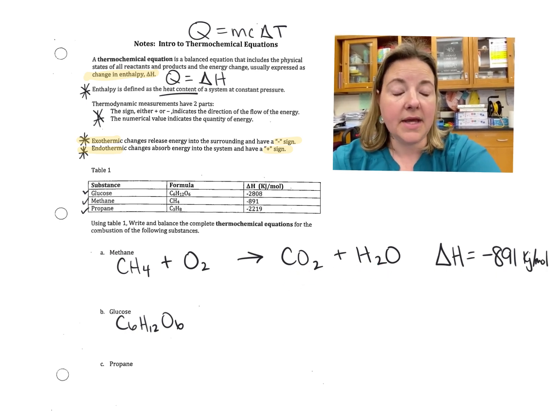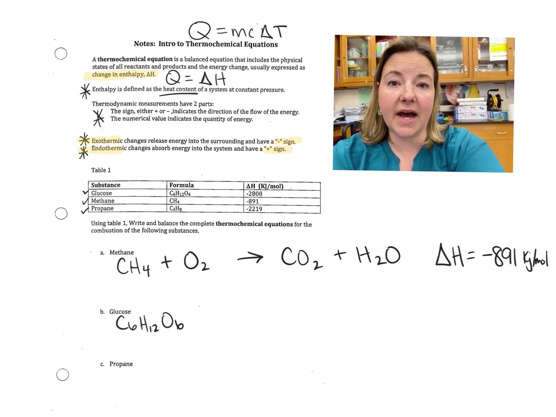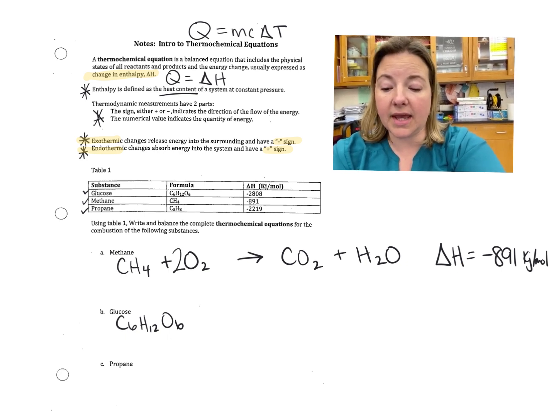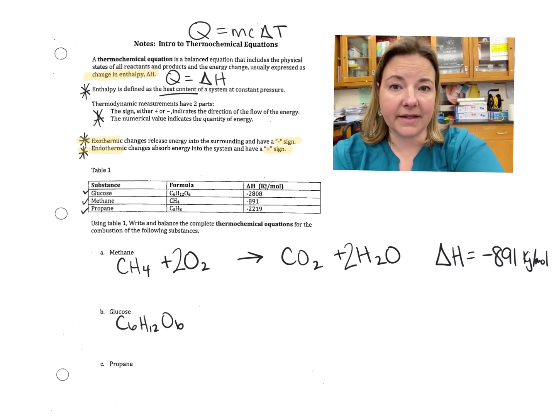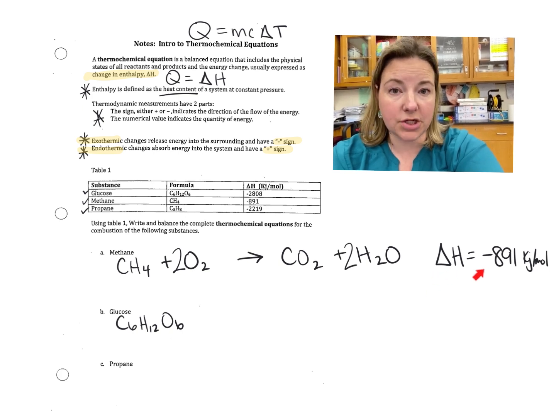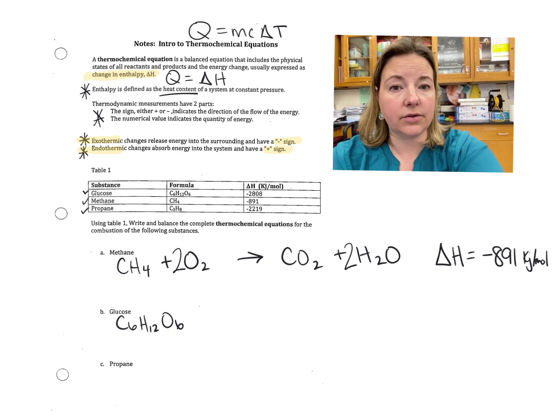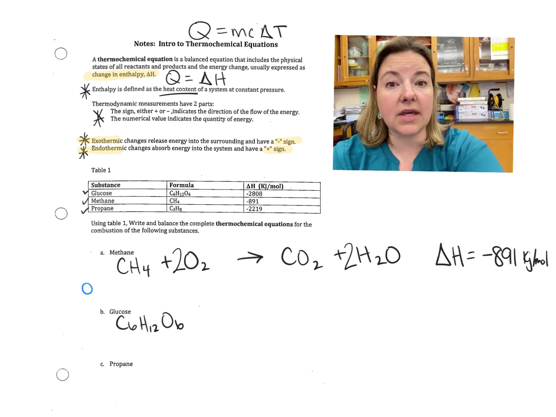Our last step is going to be to balance it. So we're going to put a 2 in front of the oxygen. We are going to put a 2 in front of the H2O, and then we will be balanced. Now we need to put in the thermochemical information. So we can do this two ways. We can either put this at the end and put delta H equals negative 2,808 kilojoules per mole, or we can put that number into the equation.